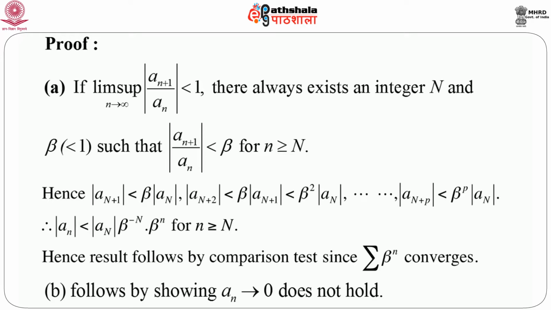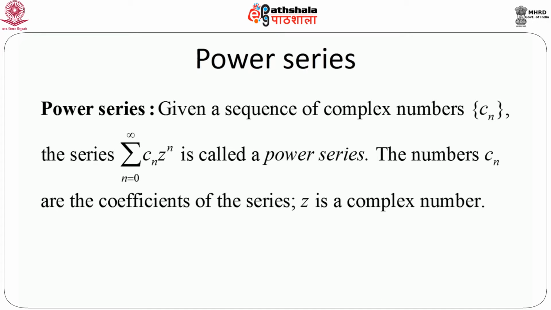So now we know two important tests which will ensure the convergence or divergence of a series. Next, we will define power series. Power series is nothing but a series built from a sequence of complex numbers. Suppose we have been given a sequence of complex numbers c_n, then the series summation n equals 0 to infinity c_n z to the power n is called a power series. The numbers c_n are the coefficients of the series and z is a complex number.